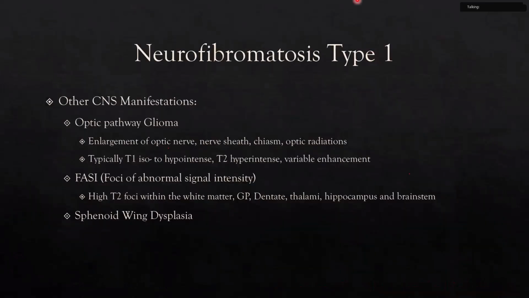Other CNS manifestations: very commonly, and especially if you've been over at the children's hospital, you're often following these patients for their optic pathway gliomas, which constitute enlargement of the optic nerve, nerve sheath, chiasm, or optic radiations. They're typically T1 iso- to hypointense, T2 hyperintense, and demonstrate variable enhancement. They also have foci of abnormal signal intensity, or FASI, which are high T2 foci within the white matter, often in the globus pallidus as well, dentate, thalami, hippocampus, and brainstem. And then they typically will have associated sphenoid wing dysplasia.